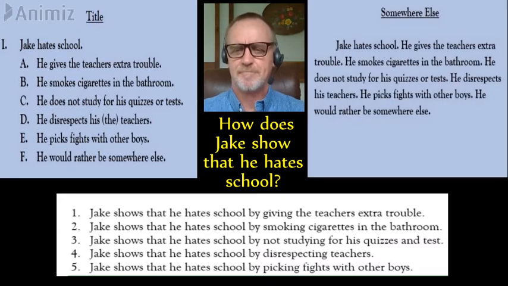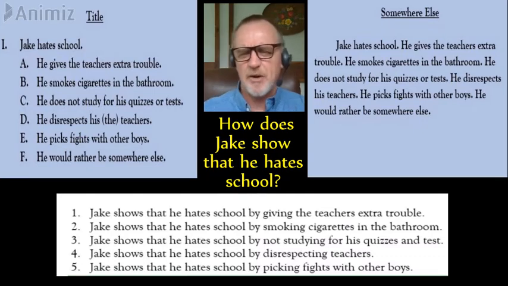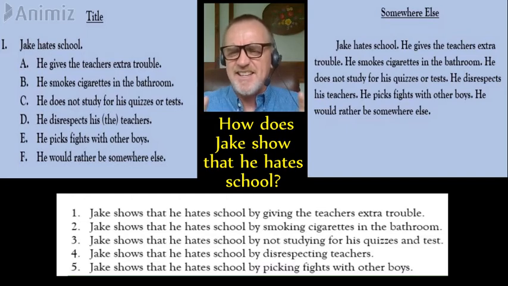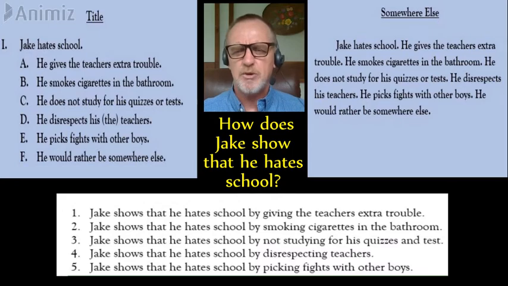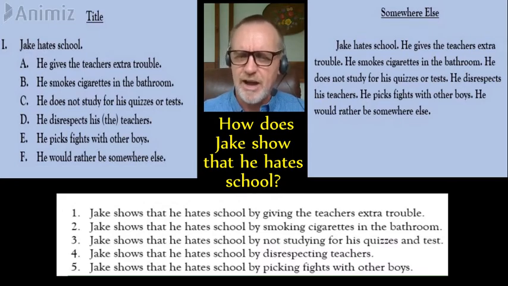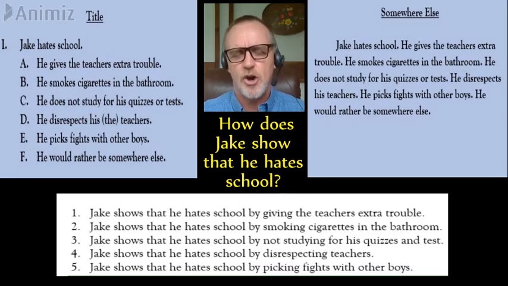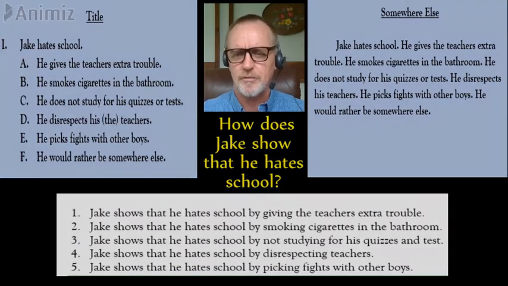Somewhere else. Jake hates school. He gives the teachers extra trouble. He smokes cigarettes in the bathroom. He does not study for his quizzes or tests. He disrespects the teachers. He picks fights with other boys. He would rather be somewhere else. This paragraph outline and paragraph answered the question, how does Jake show that he hates school?